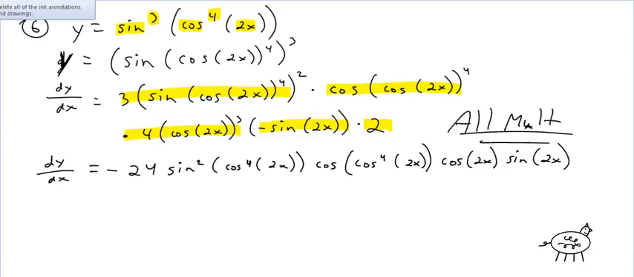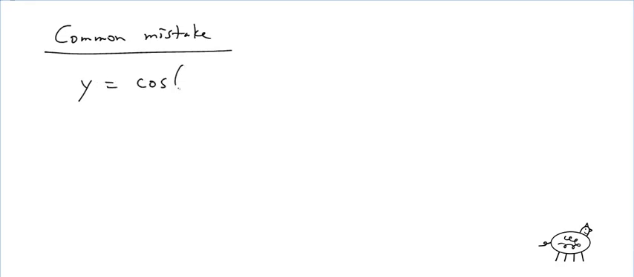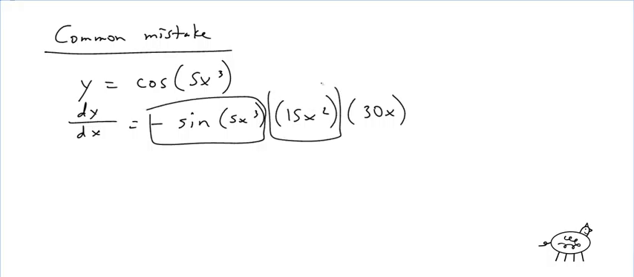I want to talk about a common mistake here. Okay, common mistake is this. Y is equal to cosine of 5x cubed. And I'm telling you this because I don't want you to make this mistake. So dy dx is equal to negative sine. Okay, we're good to go. So negative sine of 5x cubed times the derivative of the inside, which is 15x squared. And then what I do is I get people that do this. And I already mentioned this before. They try to take the derivative again. You guys need to understand, this is the first, this is the outside, and this is the inside. Don't do it again. Okay?